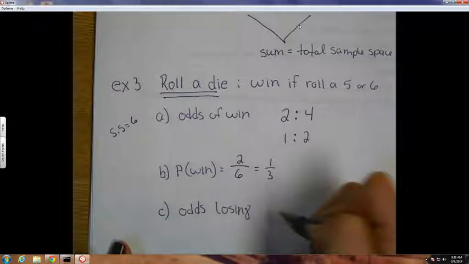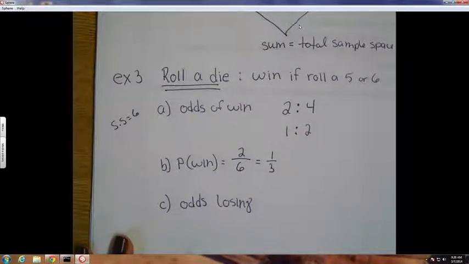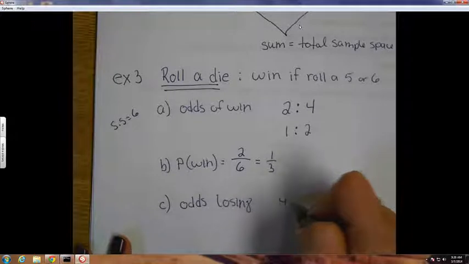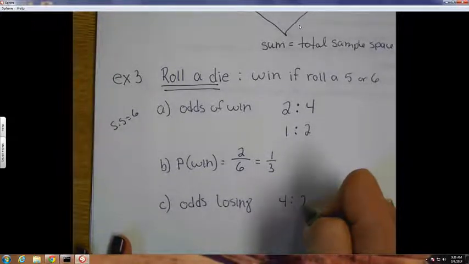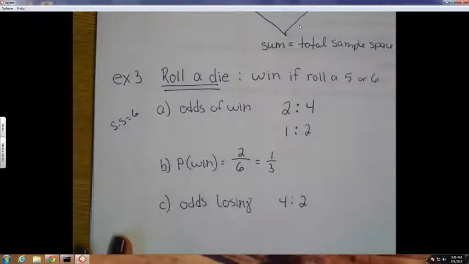What do you think you have to do here to get the odds of losing? Just flip it around. You put your losing first. How many ways are there for me to lose this game? 4. To win is 2. So that's a 2 to 1.